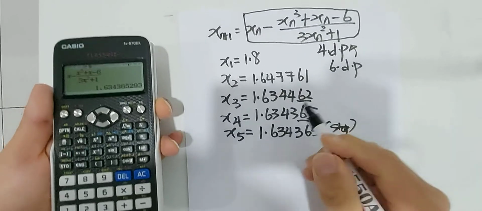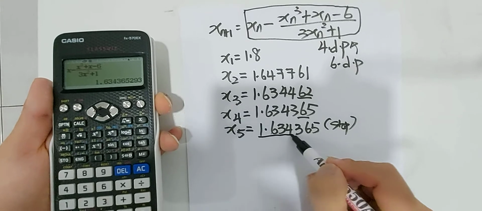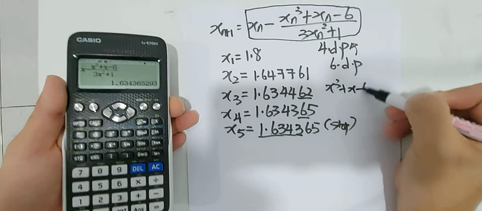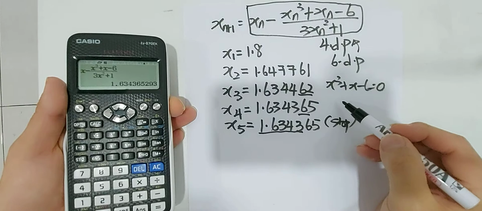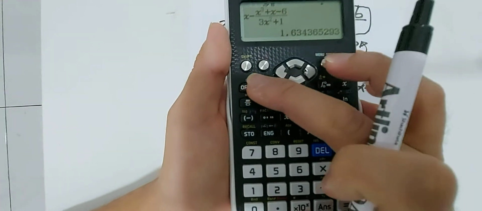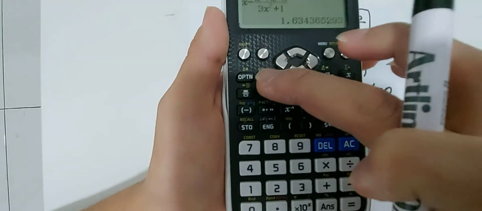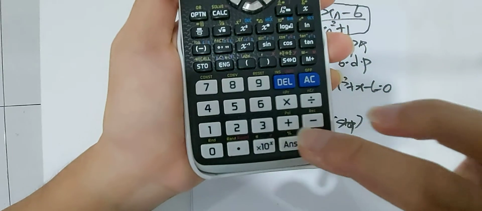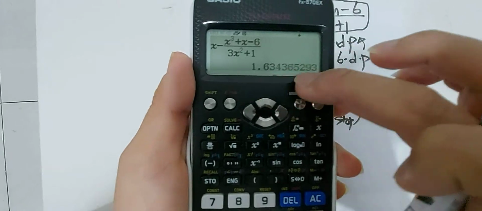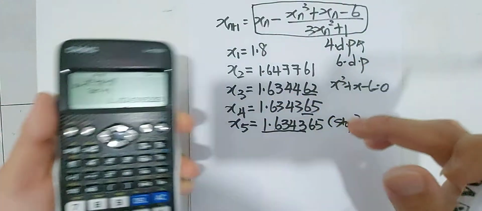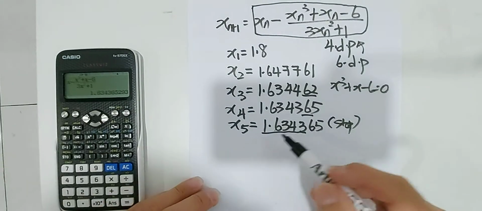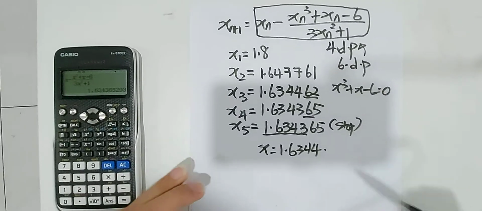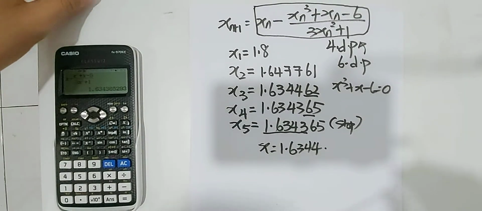After we stop, this value after rounding off, which is 1.6344, will become the root for the equation x cubed plus x minus 6 equals 0 in the interval 1 and 2, right? If you try, you can go further to find x6, and you are still getting the same answer. It will remain constant. So it means we have reached the root of the equation, recorded as 1.6344. Okay, let's show how to write your steps in the solution.